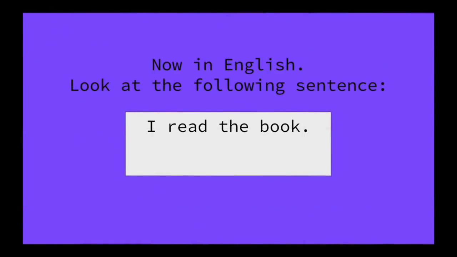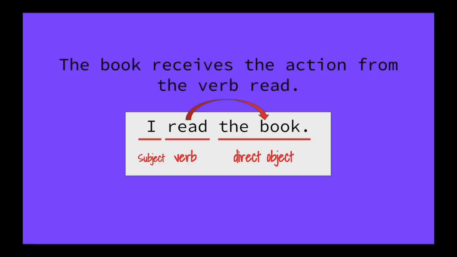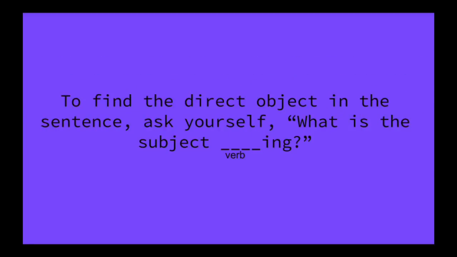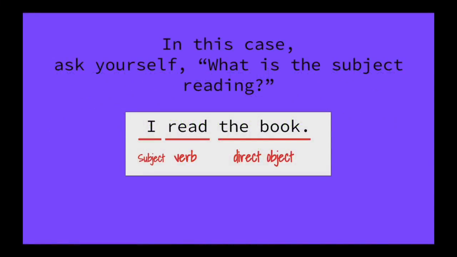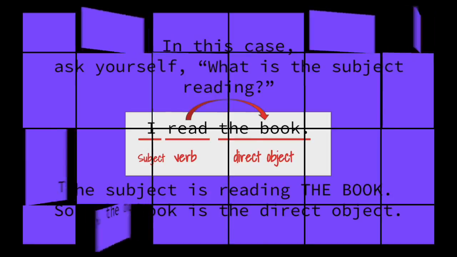Now in English, look at the following sentence. I read the book. I is the subject, read is the verb, and the book is the direct object. You know that the book is the direct object because the book receives the action of the verb, in this case, being read. To find the direct object in the sentence, ask yourself the following question. In this case, ask yourself, what is the subject reading? The subject is reading the book, so the book is the direct object.